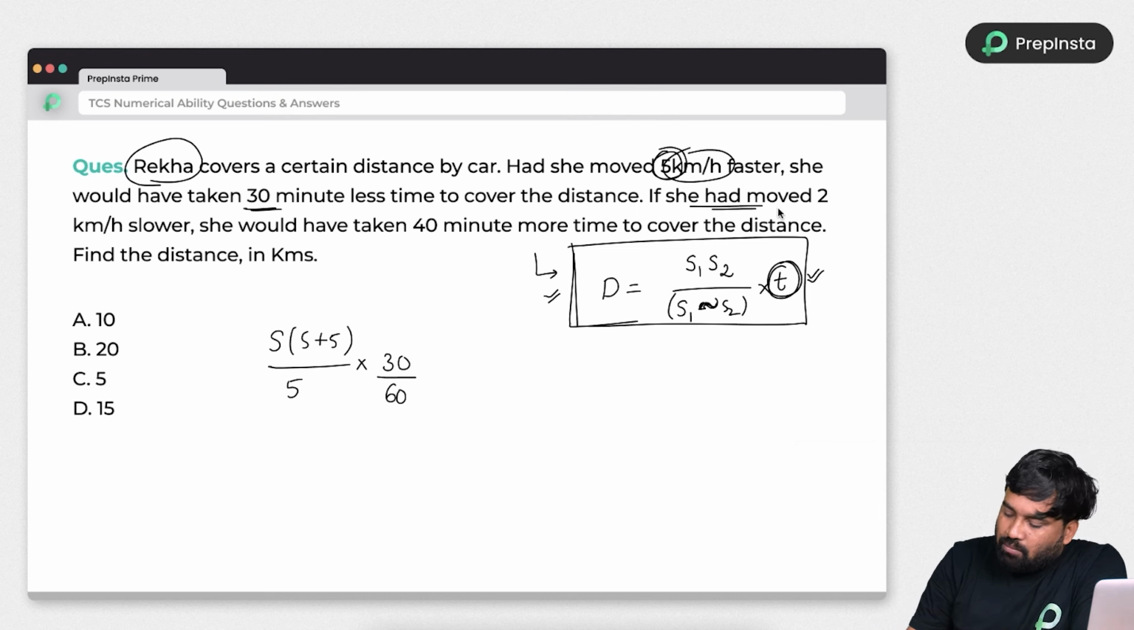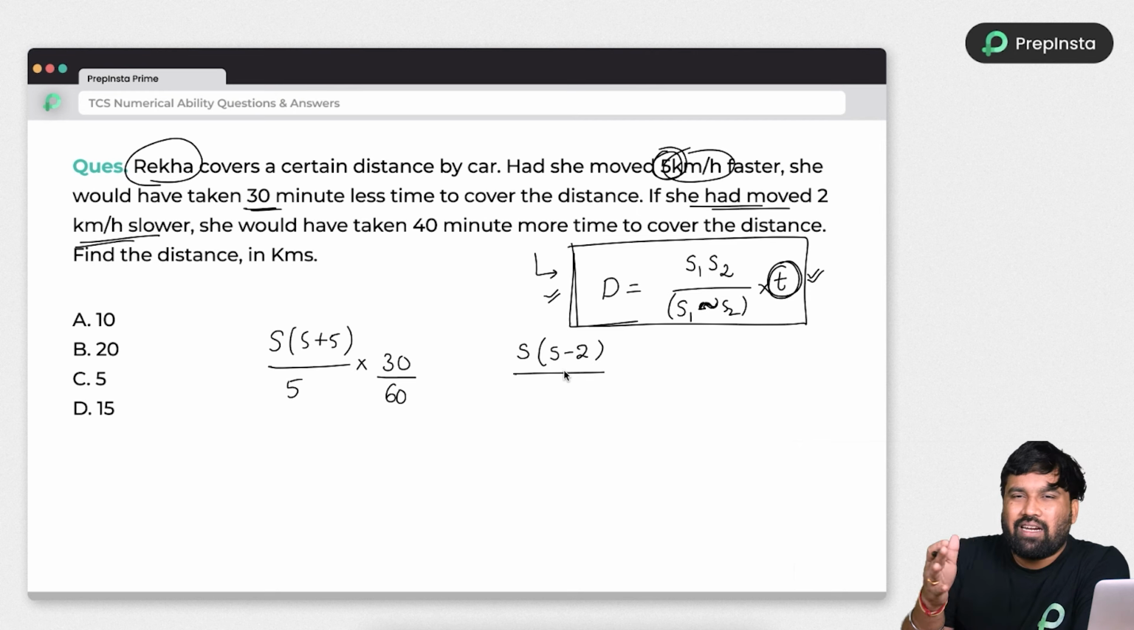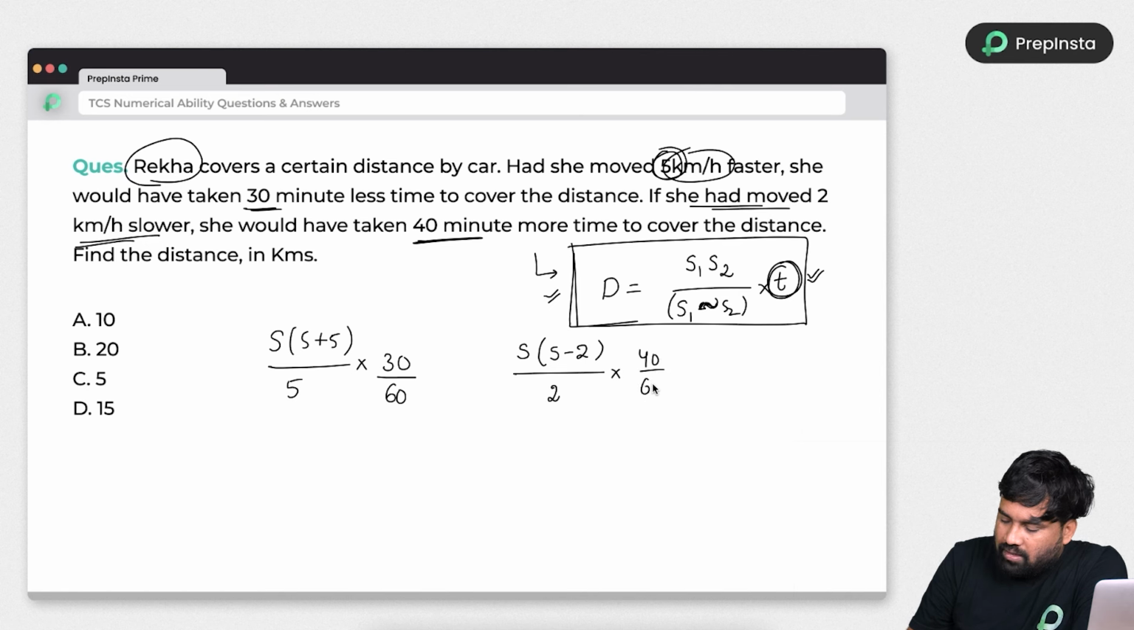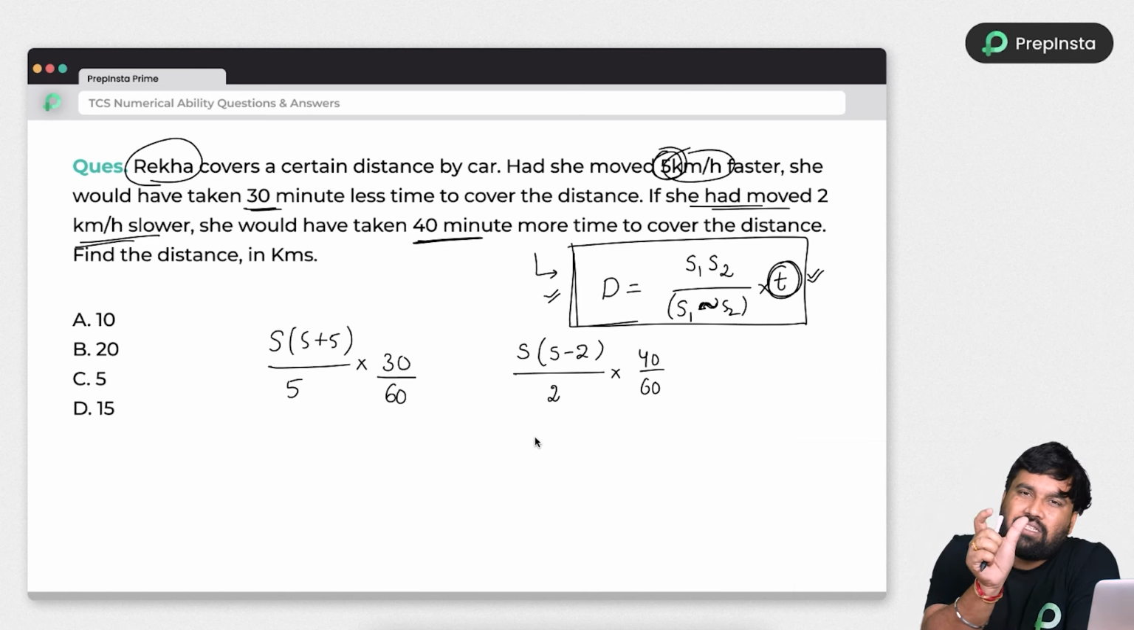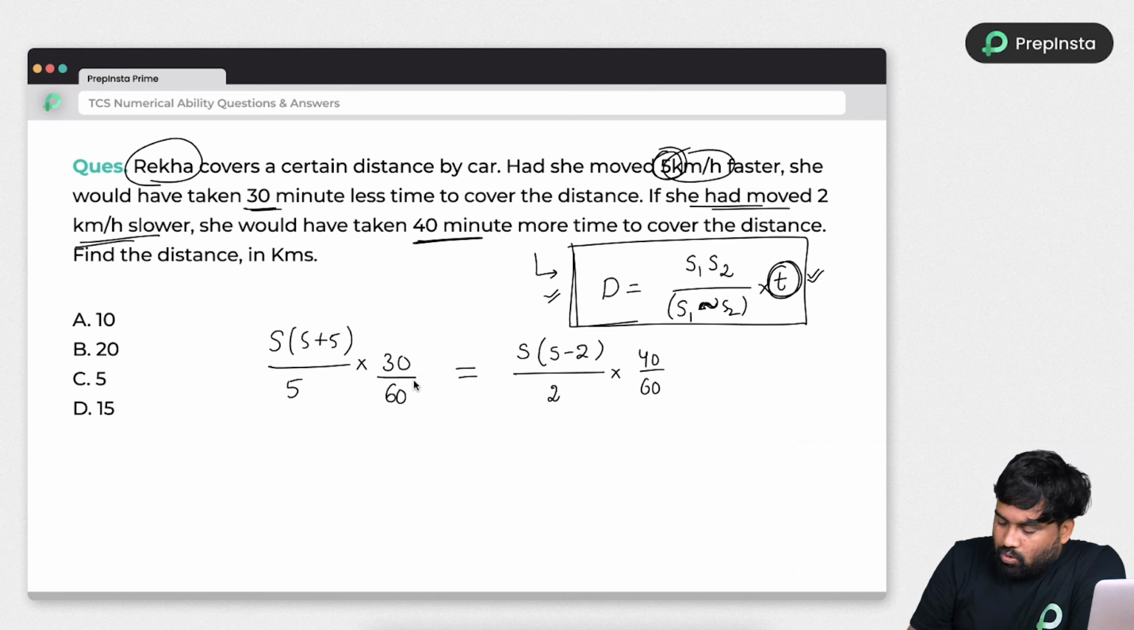Second case is if she moved 2 kilometers slower. So actual speed is s. Now she is moving 2 kilometers less. So divide by s and s minus 2, difference is nothing but 2, into she took 40 minutes more. So 40 divided by 60. So in the first case and the second case, she covered the same distance. Same distance means both are same.